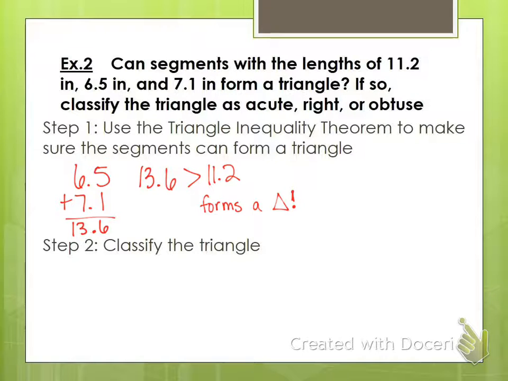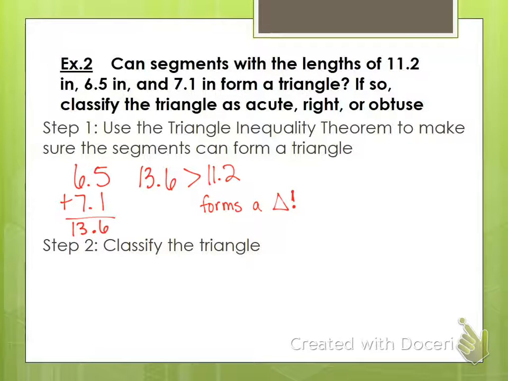Do we have questions about deciding if it can form a triangle or not? Okay, if you get that it does not form a triangle, then you cannot classify it. So if the answer is no, it doesn't form a triangle, you would not move on to the second step. But it does, so we will.